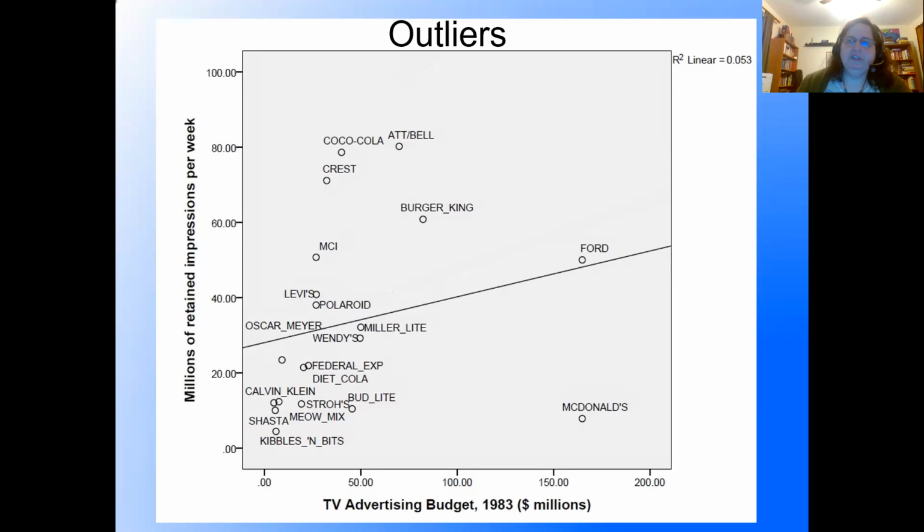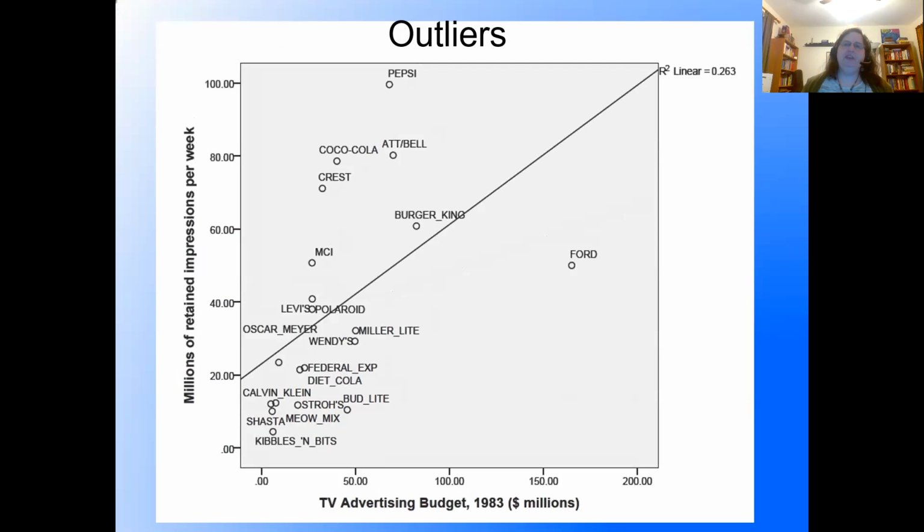Now let's remove McDonald's. Wow, that's a big change. Suddenly the line shifts dramatically, and we went from 0.066 to 0.263, approximately 26% of the variance. That's a huge change. That's important. McDonald's, which was far away on both the X and the Y, sitting all the way down here, was really the most influential outlier.